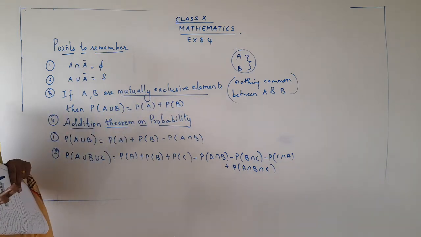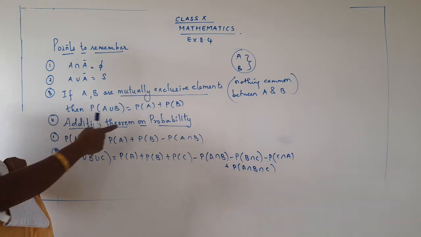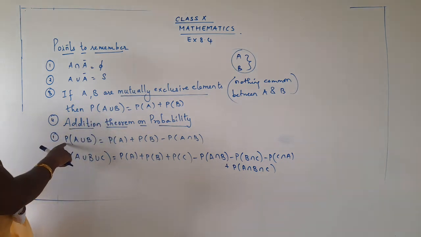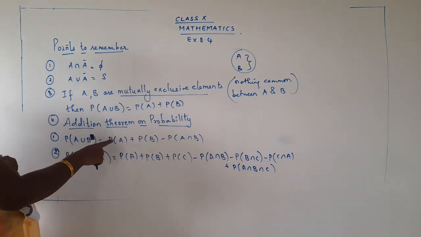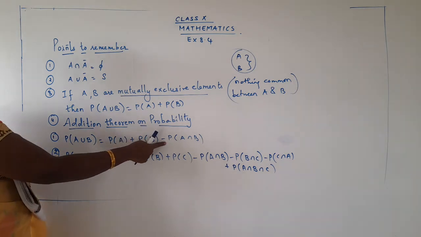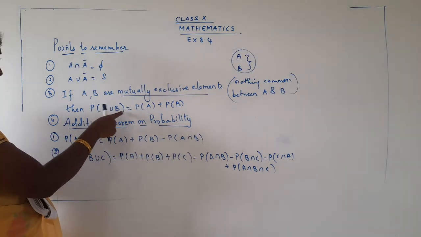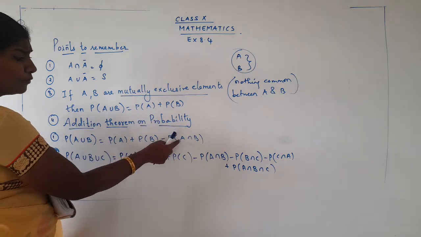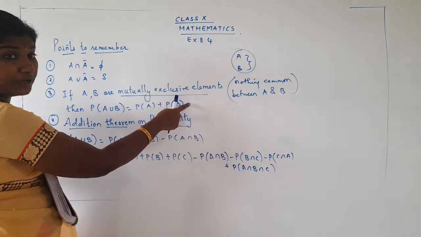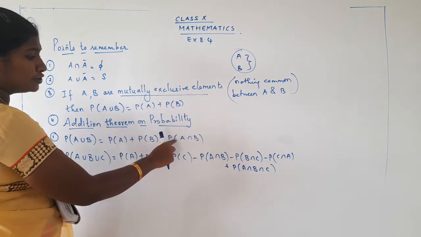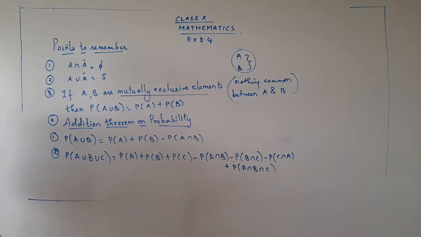And we have two formulas when you use the addition theorem. One is P of A union B, that is P of A plus P of B minus P of A intersection B. Actually, we are using the same formula here also. Here, the value of P of A intersection B is 0 because they are mutually exclusive. Mutually exclusive means there is nothing common between them.